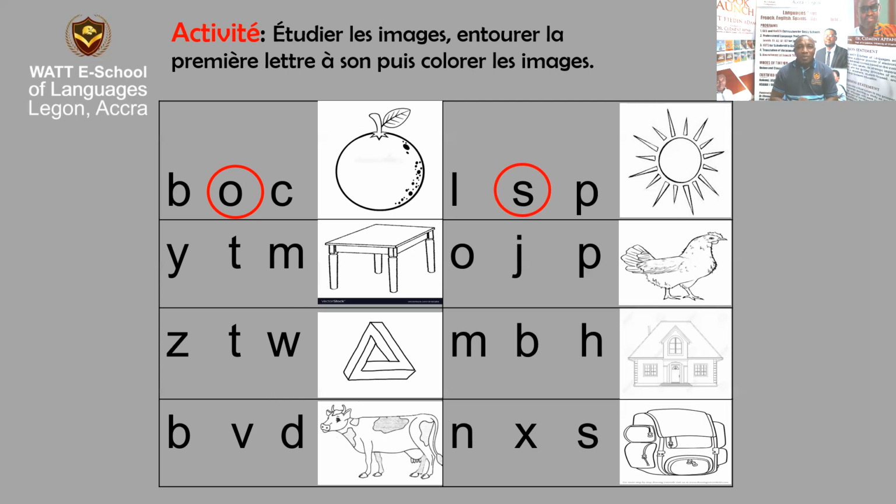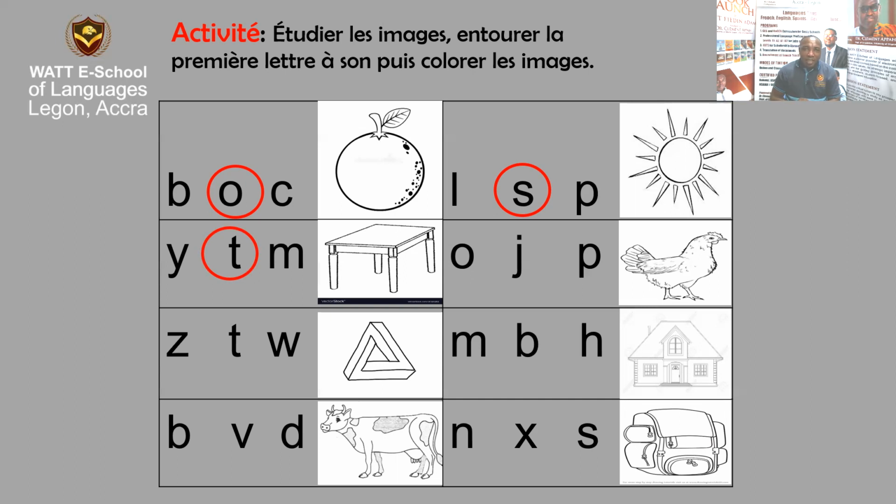Let's continue to the next picture. Who is going to tell us? What is that? Oh, everyone knows it. La table. So what is the first letter sound? Yes, Mary. T. So the correct answer is T. This is the letter to be circled. You circle in your book as well.